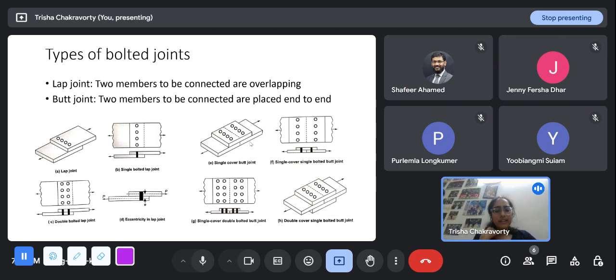So this is a single cover butt joint, where only one cover plate is placed, and these are the bolts. And this is a double cover butt joint, that you put one plate on top, one plate on bottom, and then you bolt it. So here the bolt goes through three plates. All in all the configurations we have seen so far, each bolt cuts through two plates, right? Here it goes through three plates.